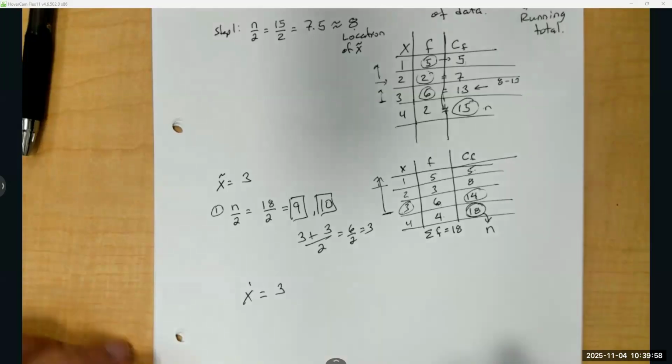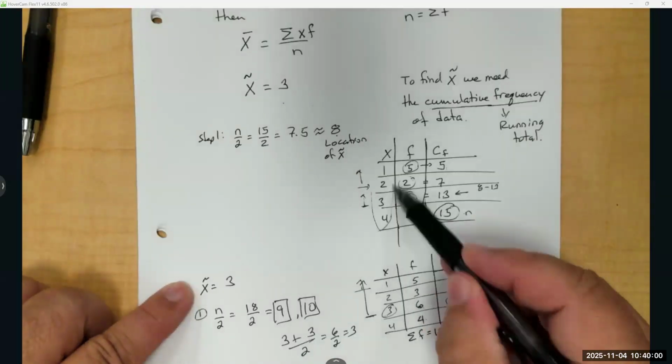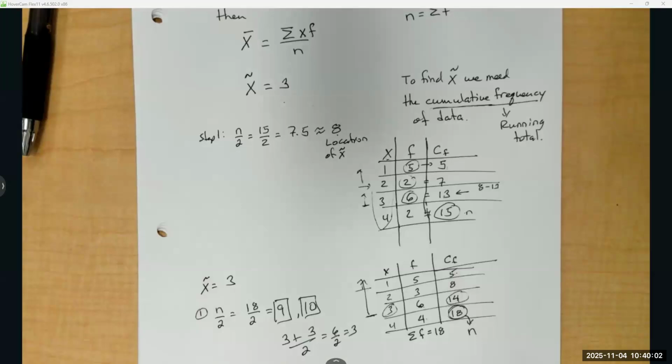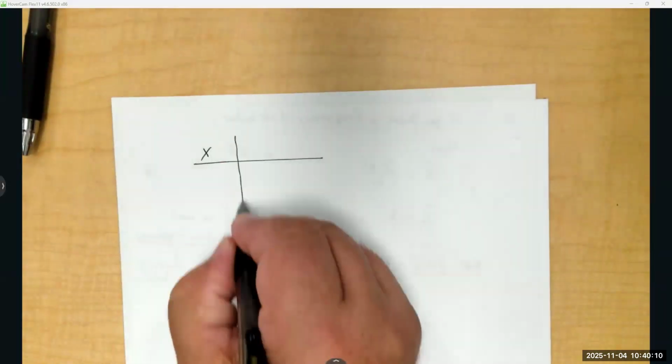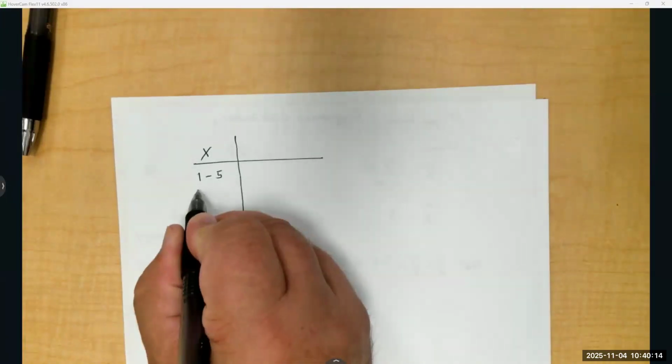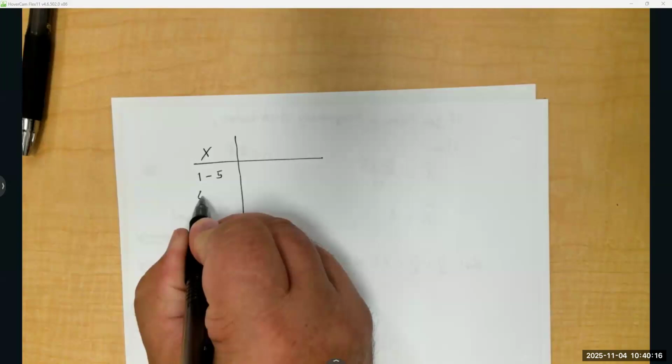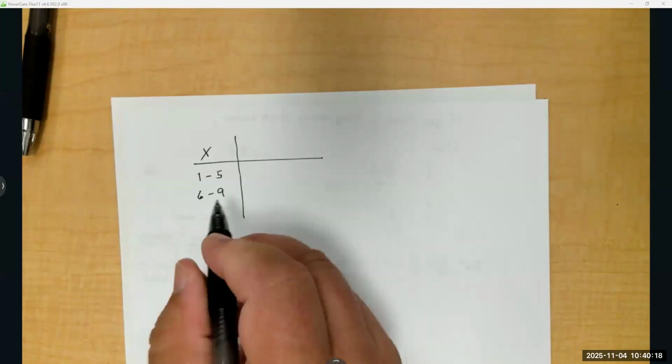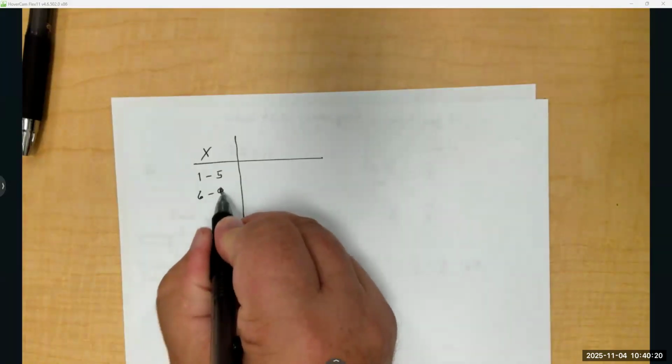So far, so good. So that's if we have regular data and frequencies. Now things change. Six to 10.